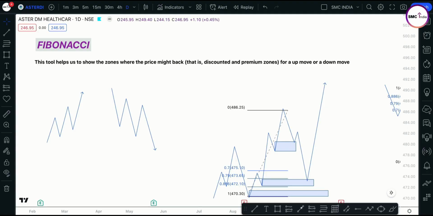So this is how the Fibonacci tool is used, and it is a very important tool in SMC trading because it helps in removing all the rubbish order blocks and focusing on only the premium or discounted order blocks. Now moving on to the next topic.